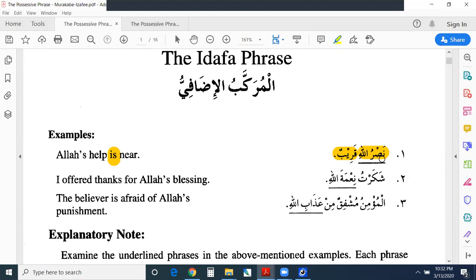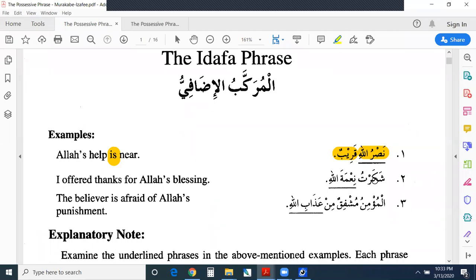So what is the Mubtada? Nasru. Nasrullahi. Nasru alone cannot be the Mubtada because it will not make any sense. So we have to say Nasrullahi is the Mubtada, and qareeb is the Khabar. When a noun comes with something that is Marifa, and Allah is Marifa, then the first noun is also Marifa by default. So is the Mubtada supposed to be Marifa? Yes. And what about the Khabar? Is it Nakira? Yes. So you can see Nasrullahi is the Mubtada and qareeb is the Khabar.